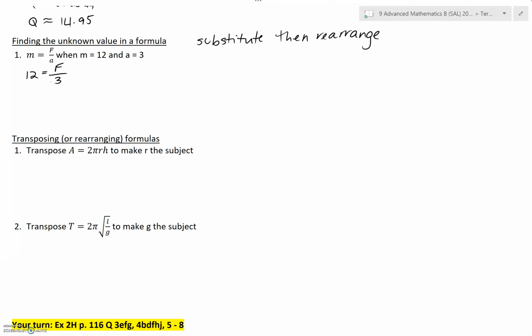So we need to multiply both sides by 3 to get rid of that divide by 3. So 12 times 3 is 36, which will leave us with f on the right-hand side, and all we need to do is just swap them around due to mathematical convention. We want our unknown on the left.